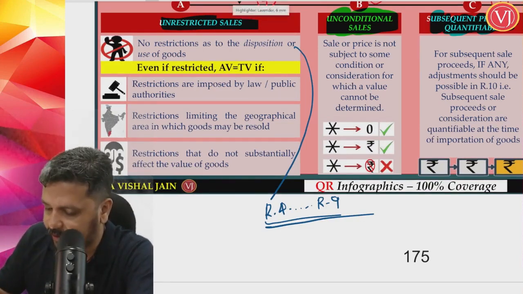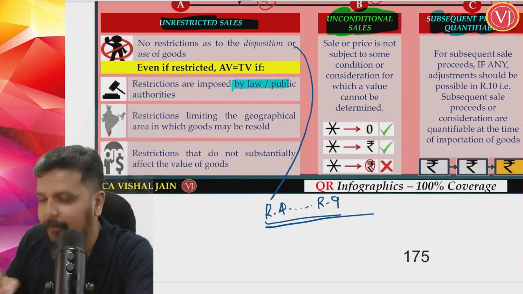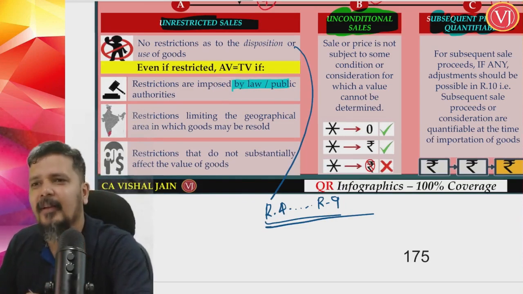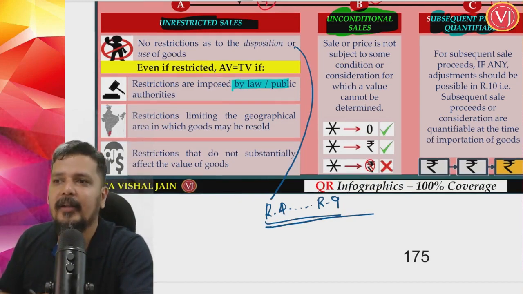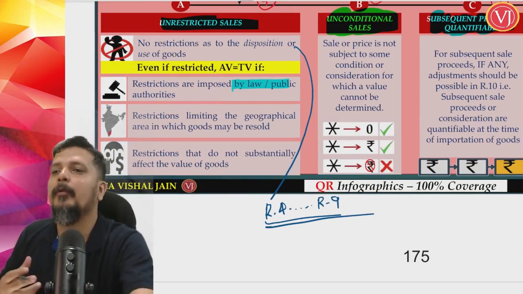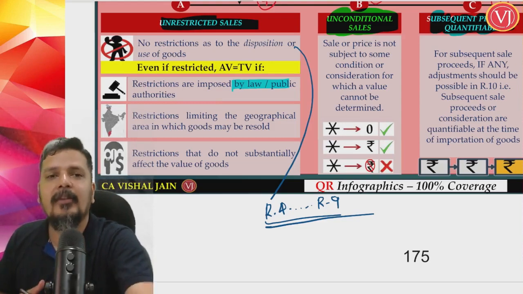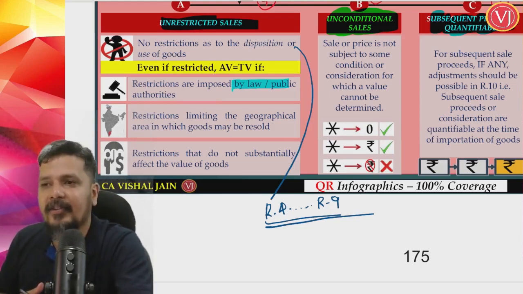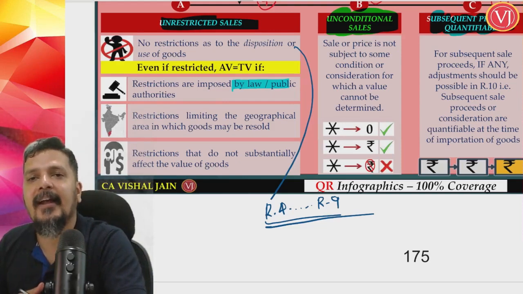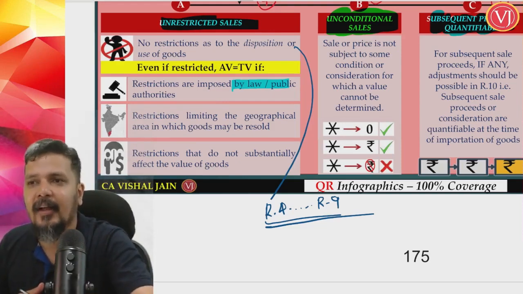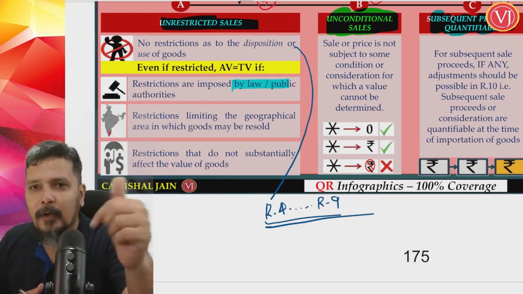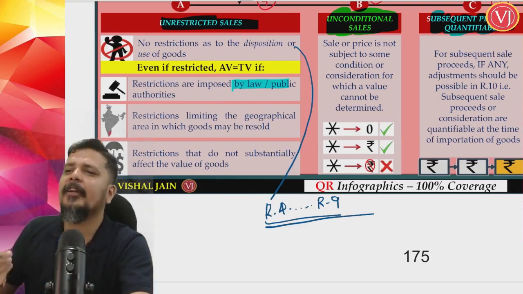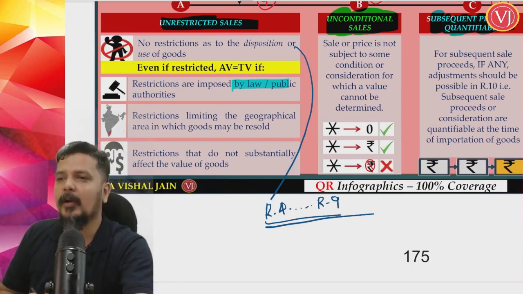If there is a restriction which is by way of law or public authority, which means it is a mandatory restriction, imposed by law or public authority. The exporter outside India is not putting his own restriction. By the way, in this entire discussion, I will be the importer in India and the exporter is in USA. So the exporter of USA has put a restriction, but it is required as per law or public authority. Nothing to be done. I will still remain in rule 3.